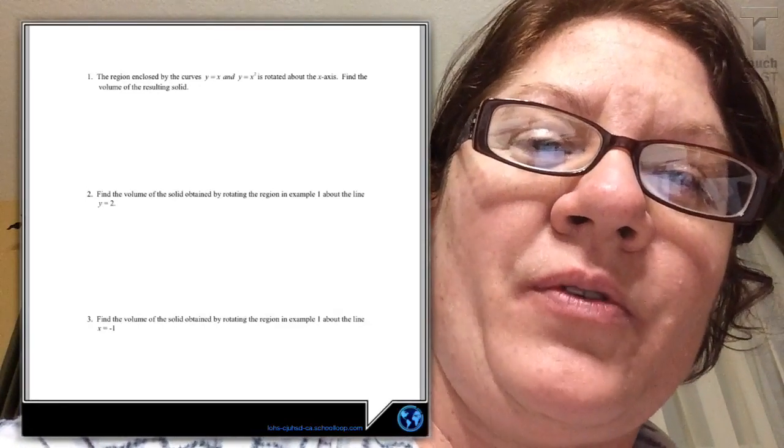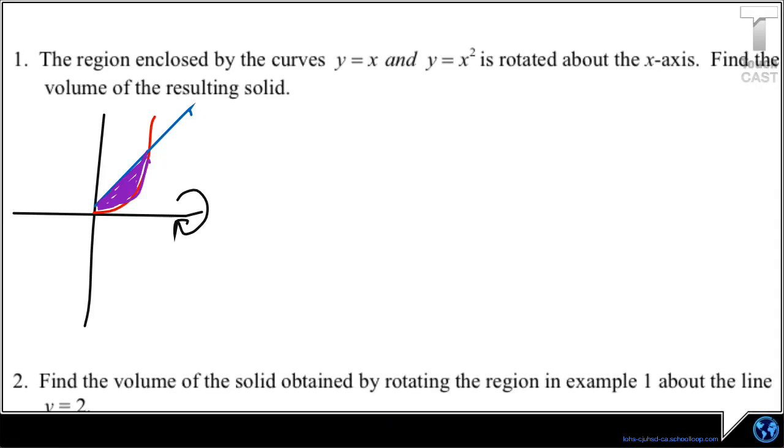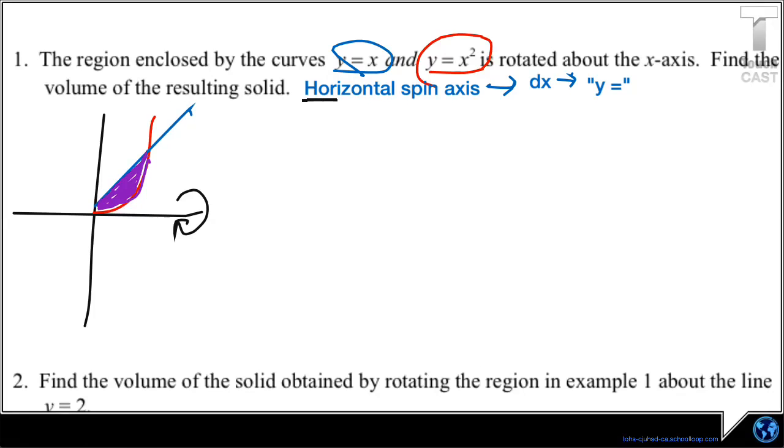Let's do some examples. So of course the first thing I did was graph, and in red we have y equals x squared, and in blue I have y equals x, and then of course I labeled my spin axis, which is the x-axis. And since I have a horizontal spin axis, I want to integrate with respect to x, which means I need my equations in y equals, and they currently are.